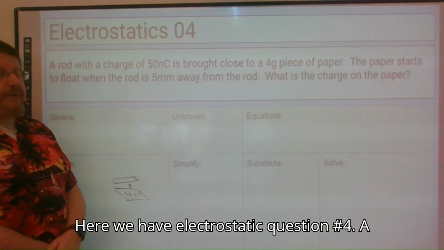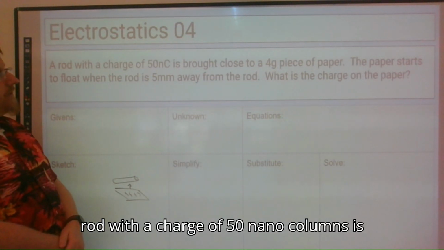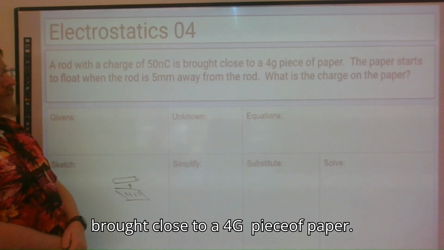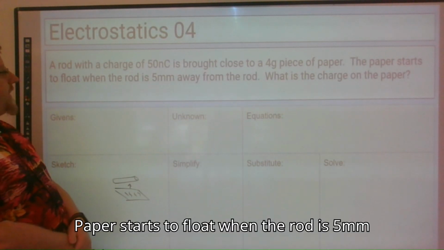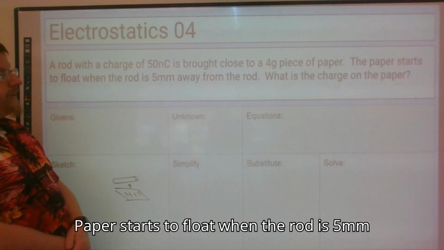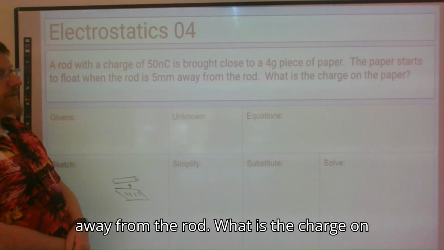Here we have electrostatics question number 4. A rod with a charge of 50 nanocoulombs is brought close to a 4-gram piece of paper. Paper starts to float when the rod is 5 millimeters away from the rod. What is the charge on the paper?